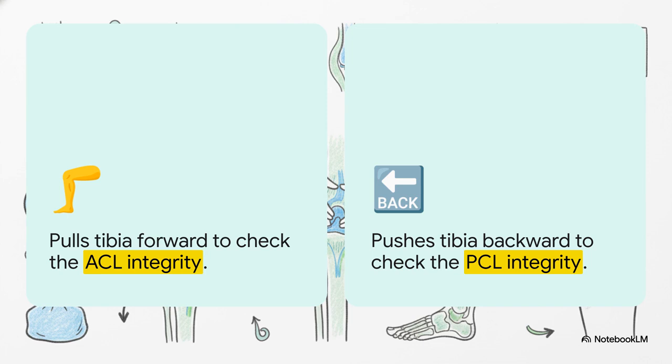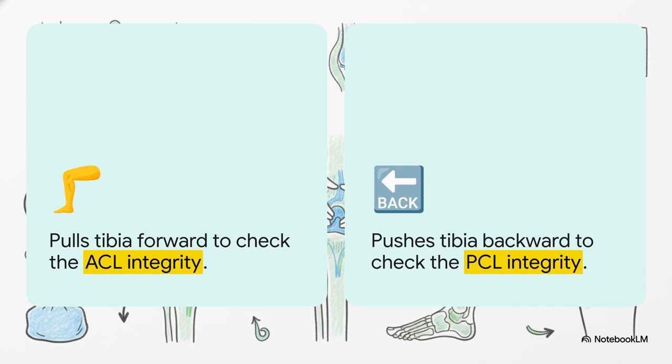All right, let's look at the bread and butter of knee exams, the drawer tests. For both of these, you want your patient lying down, hip flexed at 45 degrees, knee at 90 degrees. And here's the fun part. You actually have to sit gently on their foot to anchor it. I know, it feels a little awkward at first, but you absolutely need that leverage.